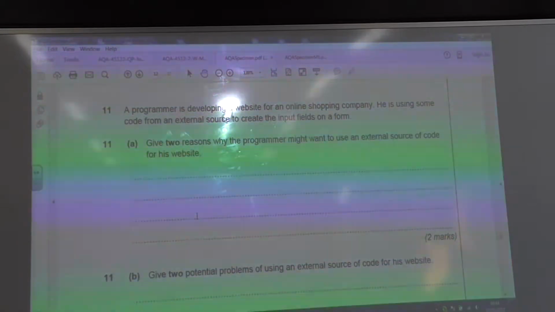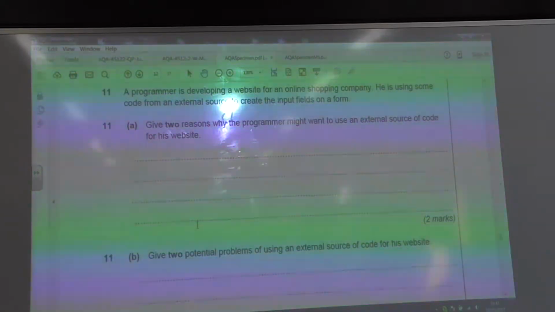This one has come up a fair amount. External code source is a piece of code that's come from somewhere else, not you. It's just come from somewhere else. Okay? So a programmer is developing a website for an online shopping company is using some code from an external source to create the input fields on a form. Give two reasons why the programmer might want to use an external source of code for his website.